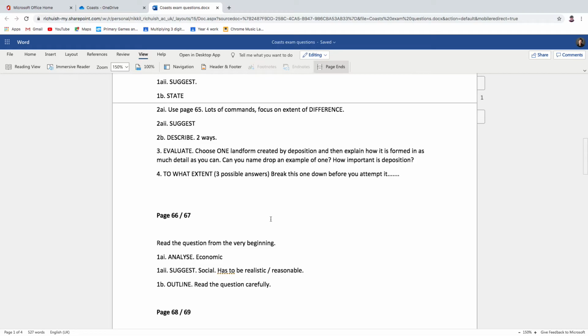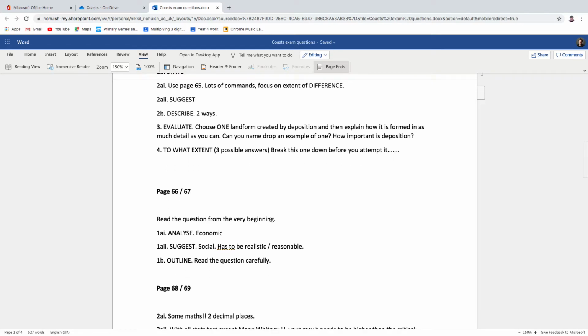Question 2, you have to use the resources on page 65 this time. They haven't photocopied brilliantly, but you can see everything that you need to. So, the thing about 2A part 1, examine to what extent the coastal dynamics differ. There's quite a few commands there. What I'd like you to focus on is the idea of difference.